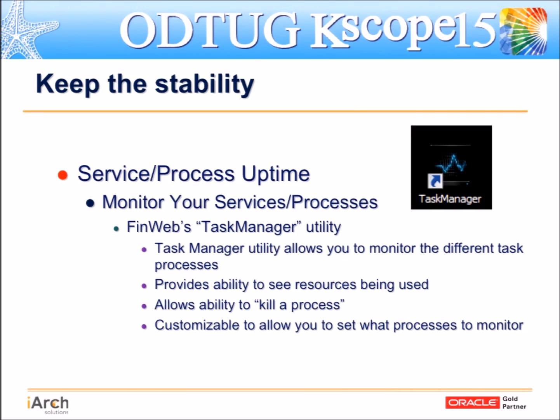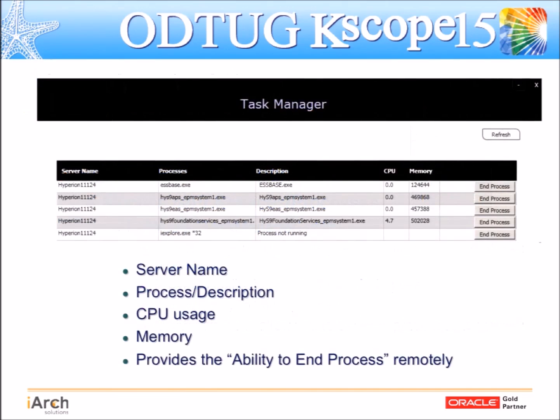I'm going to try to run through this quick so we can get plenty of time for Q&A. But we have a couple little utilities that we use to help monitor the system. One of them is a task manager utility. Basically, it allows you to monitor the different tasks. If you ever go on the server, right-click, go to Task Manager, you'll see the different Hyperion processes, such as the sbase.exe or the EAS process, and how much memory and CPU is being used. It's a customized utility that allows you to kill a process. Here's a quick screenshot of what it does. It's an XML file you can customize. It'll show you the server name, the process description, CPU usage, memory, and the ability to end a process.